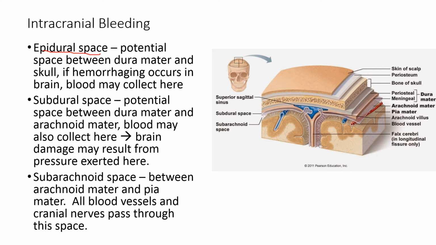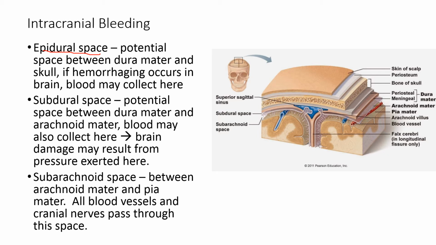The subdural space is the space between the dura mater and the brain. And if blood collects here, there may be brain damage. It can result from the direct pressure onto the brain because the blood doesn't have anywhere to go. It's basically trapped between this hard tissue, that's the dura mater, and a softer tissue, which is the brain.